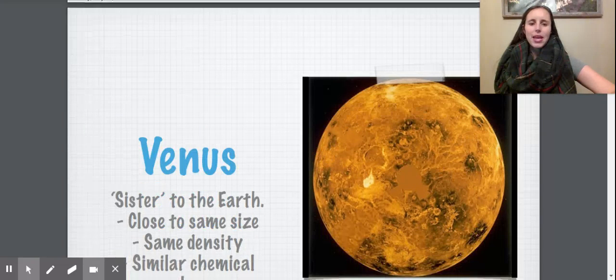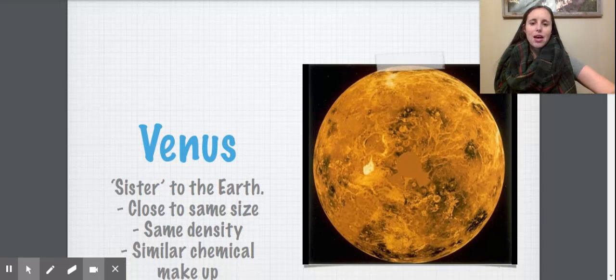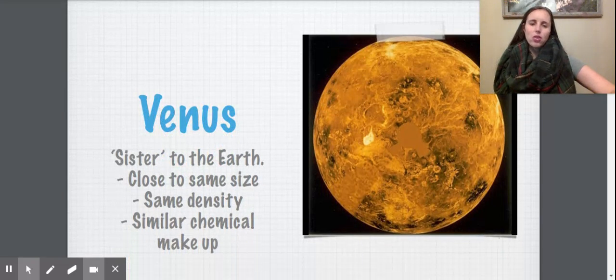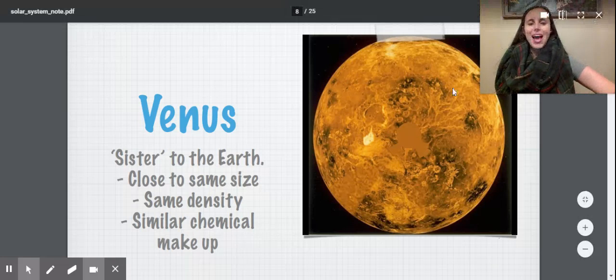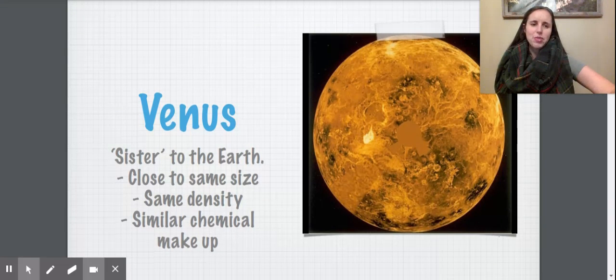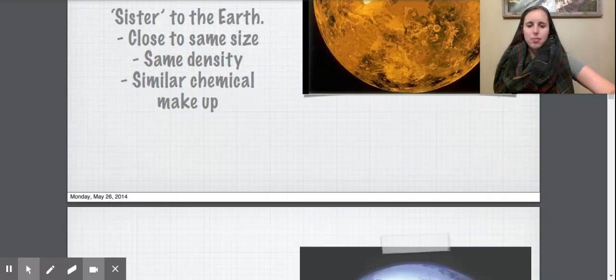The next planet in order is Venus. Venus is sister to the Earth. What we mean by sister is that in terms of properties, they're actually really not very similar, but they're very similar in size. The Earth and Venus are very similar in size. They're the same density, they're similar chemical makeups, but the atmosphere on Venus is very inhospitable compared to the beautiful, friendly atmosphere that supports life on Earth.